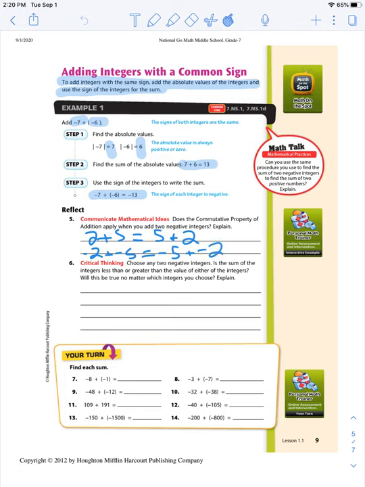All right, last one. Choose any two negative integers. Is the sum of the integers less than or greater than the value of either of those integers? Well, if they're negative, you add more negatives, you're going to be even more negative than you started, which is further away from 0, but it's further away from 0 in the left direction, in the negative direction, which is smaller. So it's going to be less than if both integers are negative.